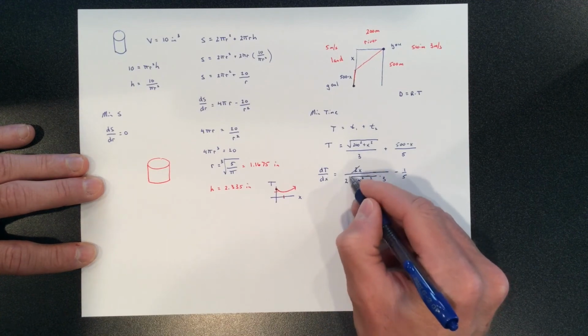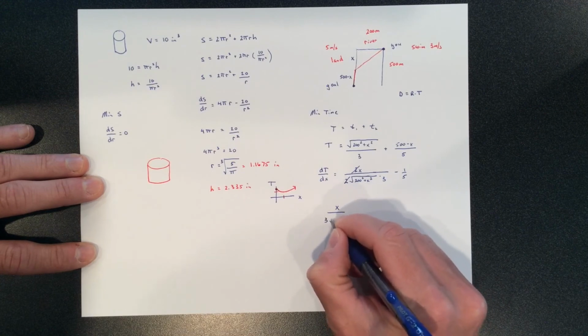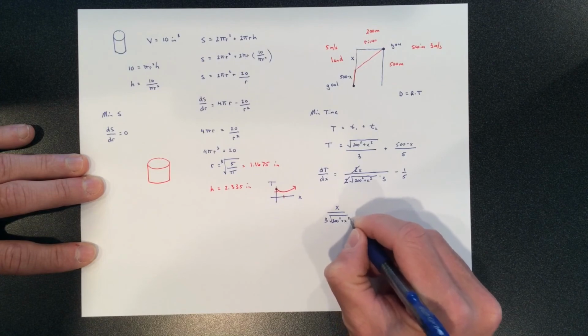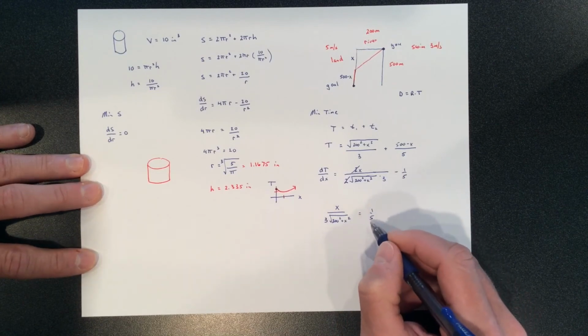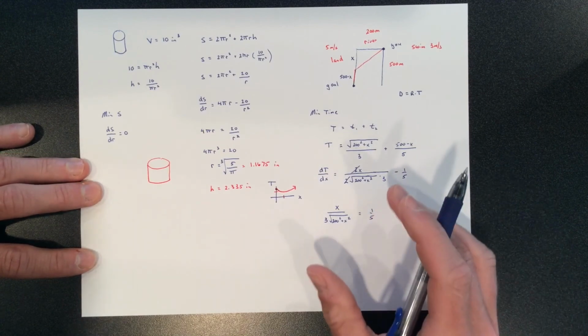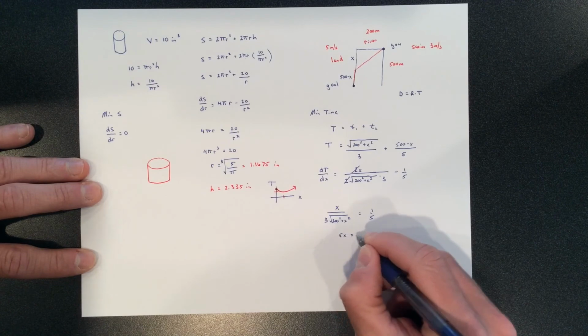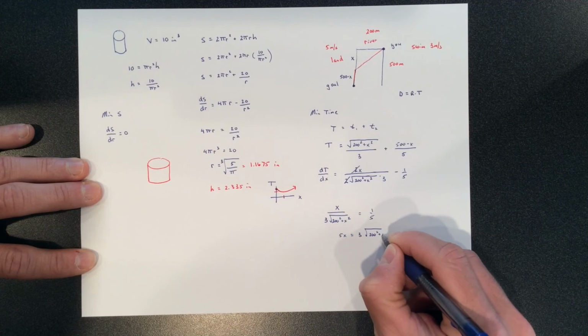We're going to set this equal to 0, which is again setting these two equal to each other. Those 2's cancel, so let's get rid of that. So that's x over 3 times the square root of 200 squared plus x squared equals 1/5. So I'm just going to cross multiply. I'm just solving this, getting rid of the fraction. So I'm going to get 5x equals 3 times the square root of 200 squared plus x squared.